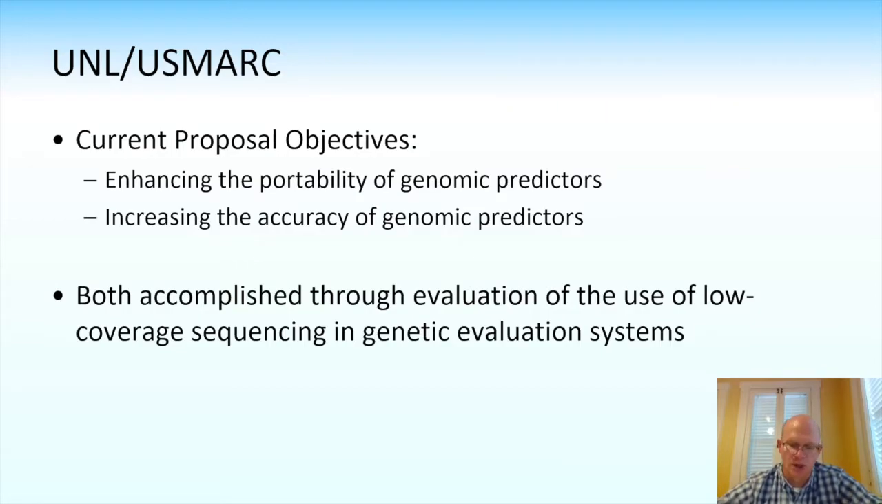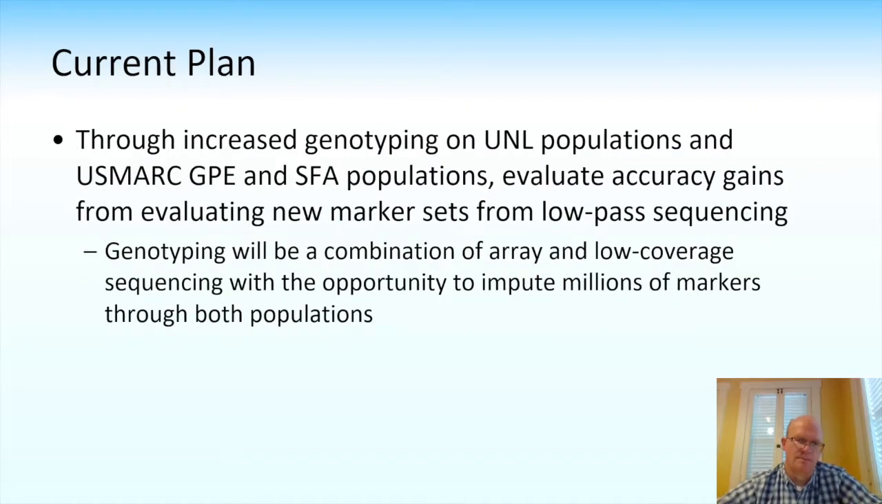and the large amount of markers that we're seeing, polymorphisms that we're seeing in that, and using those in genetic evaluation systems. So the current plan is to increase genotyping on both UNL populations and two different populations that were already mentioned earlier, the Germplasm Evaluation program, or GPE, and the Selection for Functional Alleles population, or SFA, and basically evaluate accuracy gains from evaluating new marker sets from this low-pass sequencing.